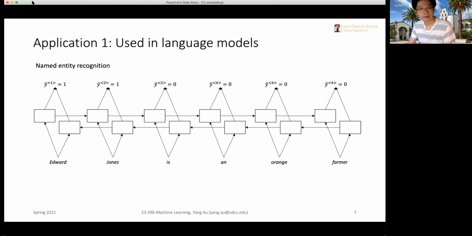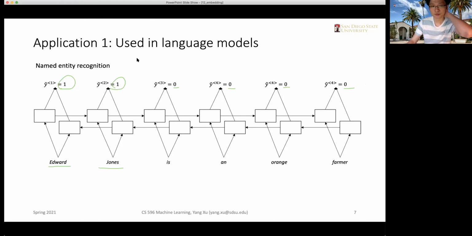This is a demo where we use a bidirectional recurrent neural network model to carry out named entity recognition. As you can see, the first two words, Edward Jones, a person's name, are recognized as named entities. For all the other words, the output is 0 because they are not named entities.